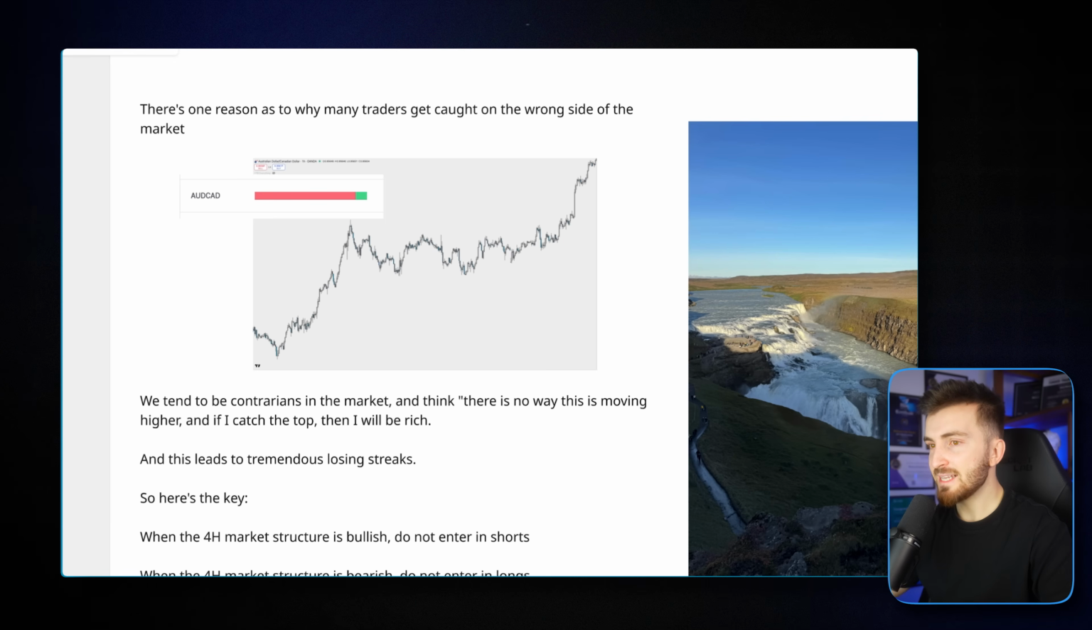And the reason why this happens is because we tend to be contrarians in the market and we think there's no way this is moving higher, and if I catch the top then I'm gonna get rich. How many of you have probably already felt this? And this leads to tremendous losing streaks.